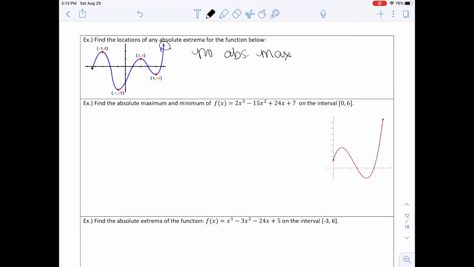However, we have a closed endpoint over here on the left side, so we can actually find an absolute min. And so our absolute min is going to be the smallest y value that we have. And the point that has the smallest, most negative y value that we would have on here would be at (-1, -3).